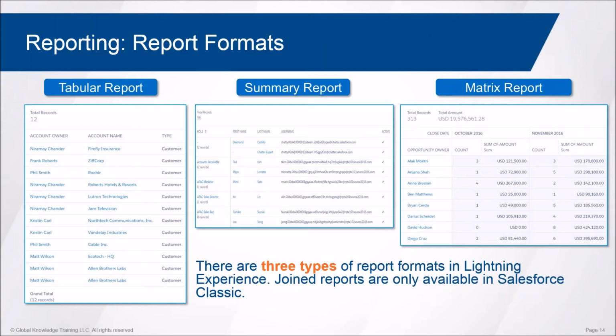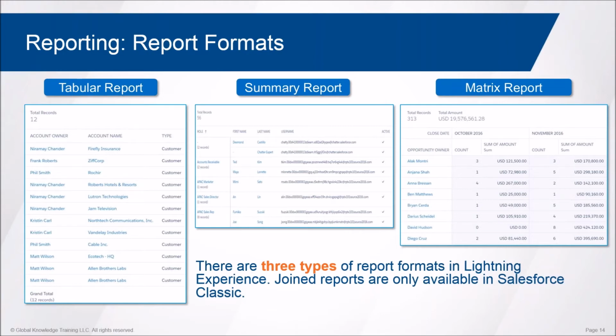The summary report allows us to have that simple list, but to divide that list into groupings for subtotals. And then our matrix report allows us to have a report that presents data with multiple groupings on the column and multiple groupings on the row. And the matrix report is a great report format so that you don't have to export data out of Salesforce and use an Excel pivot table. For those of you who have been doing that, taking the data out and running pivot tables, the matrix report should help you with that.